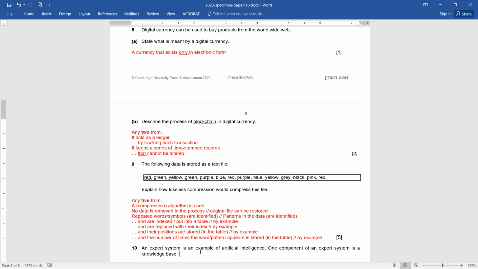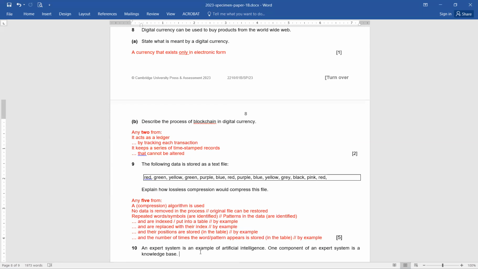So in this manner, the repeated words you can see are going to be identified first, and they are indexed or put into a table. As you can see, the words red or green or yellow and purple and all the repeated words are going to be indexed and put into a table. They are replaced with their index. For example, red will maybe be given a value 1. Similarly, the word green is given a value 2. Similarly, the word yellow is given a value 3.